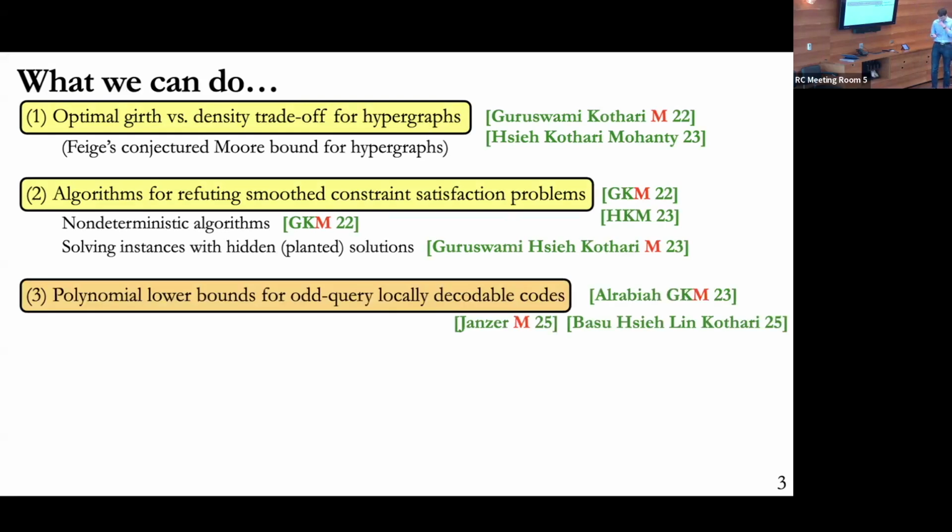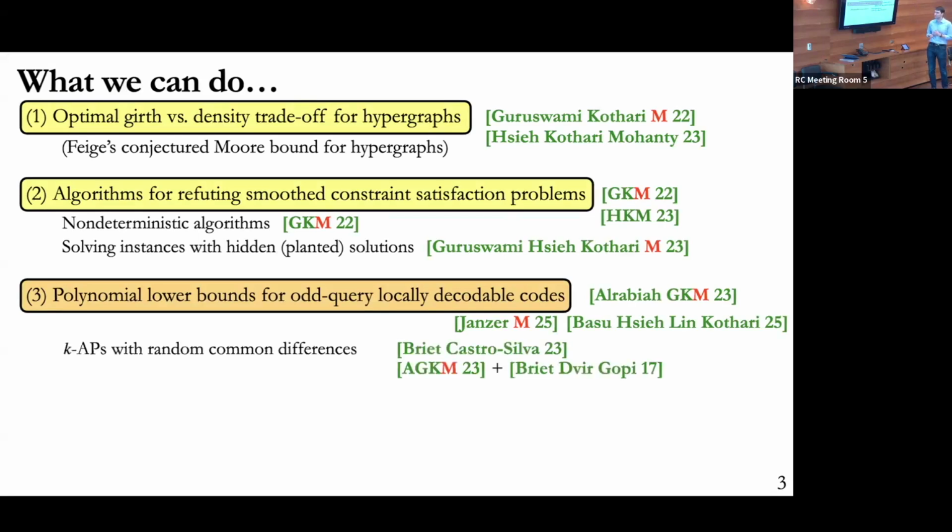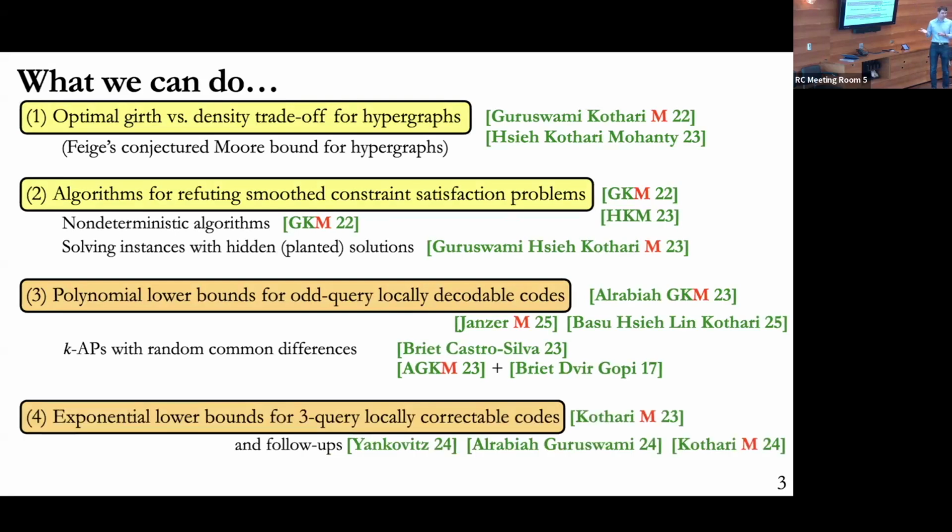What we're going to talk about today are the other 2 applications, which are proving lower bounds for locally decodable codes. This has some interesting application to showing existence of k-term arithmetic progressions in dense subsets of the integers where the common differences are some random restricted set. And then we can also prove exponential lower bounds for locally correctable codes. And this has an application to proving Hamada's conjecture for 4 designs over fields of characteristic 2. So last time we talked about the first 2 problems. This time we're going to focus on items 3 and 4, which are the coding theory applications.